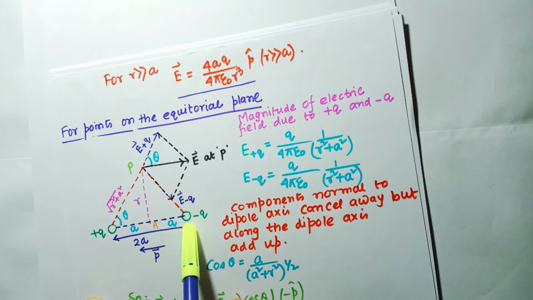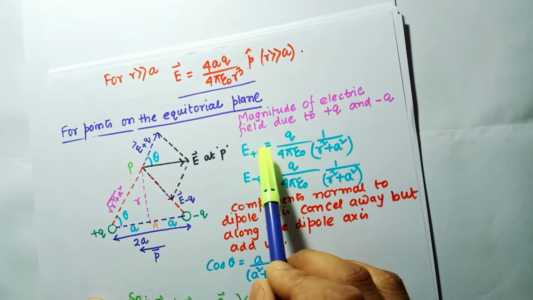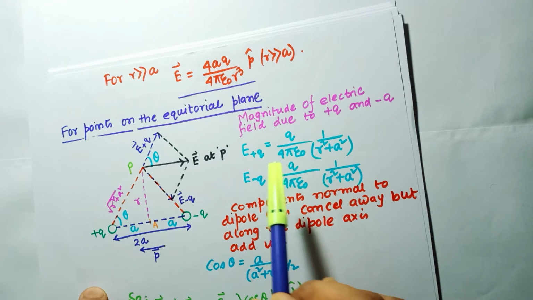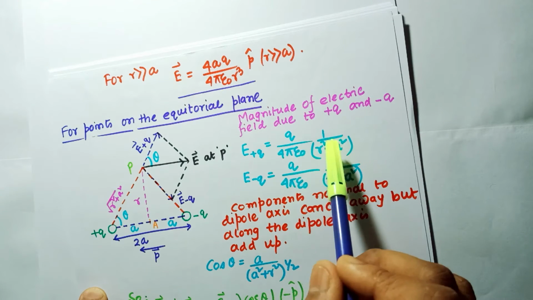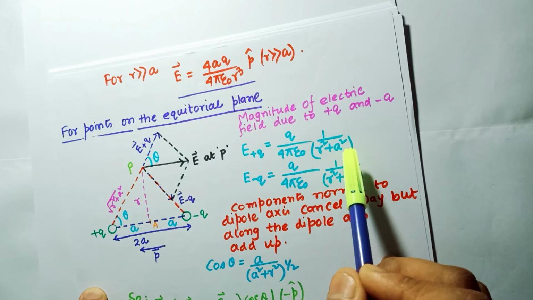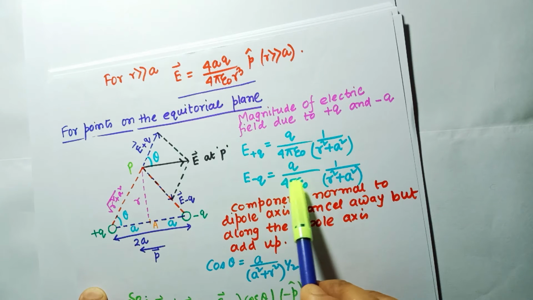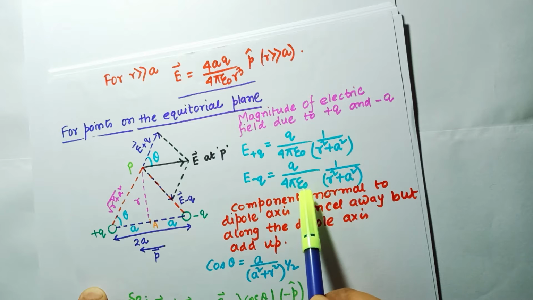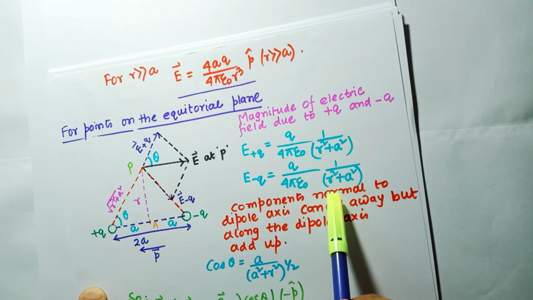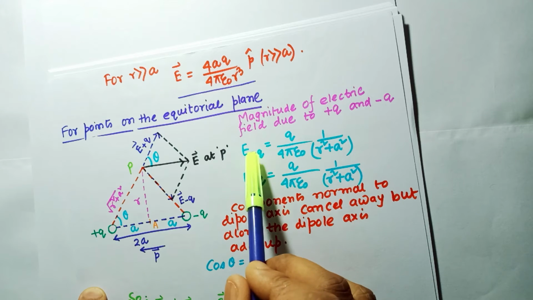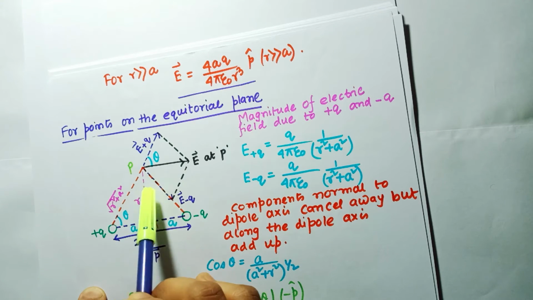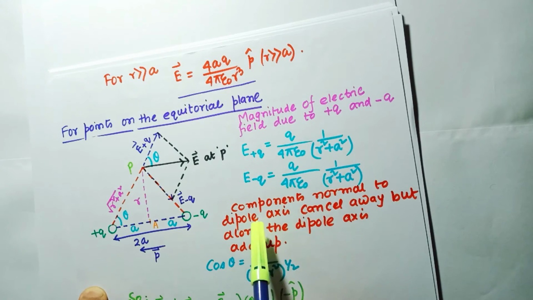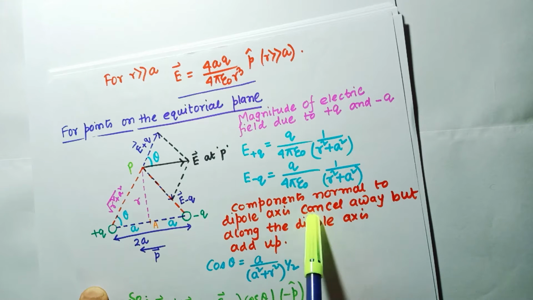So you can see the magnitude of the electric field due to plus q and minus q, what it will be: E of plus q is equal to q by 4 pi epsilon naught times 1 by r square plus a square. E of minus q is equal to q by 4 pi epsilon naught times 1 by r square plus a square. So if we take the projection of these two components along this direction and this direction, both are the same. So the components normal to the dipole axis cancel away.